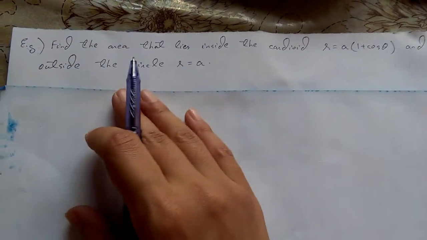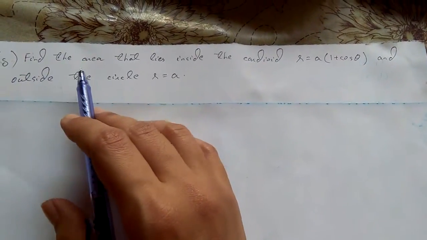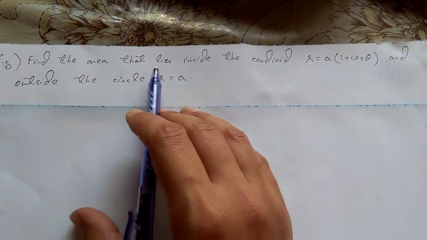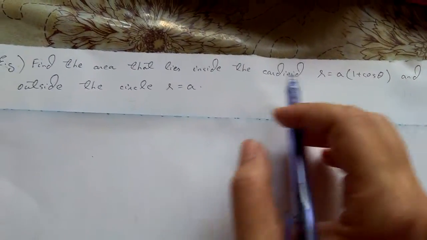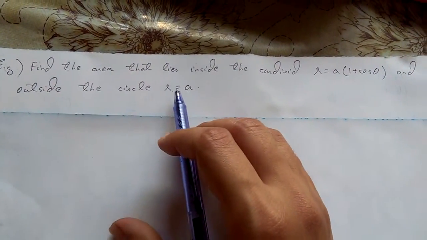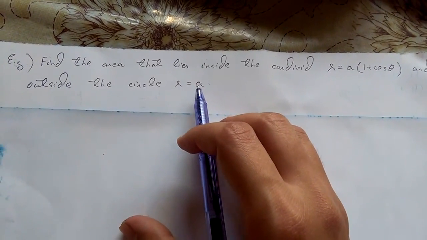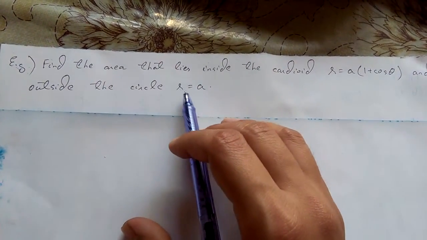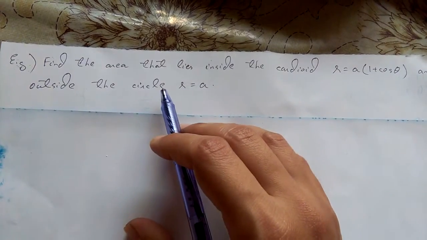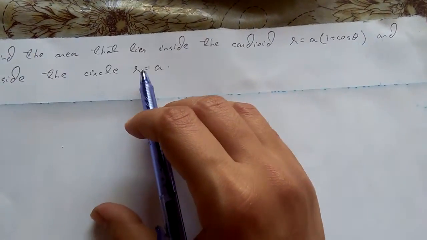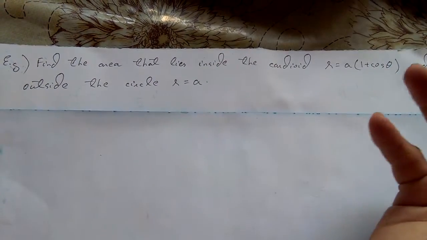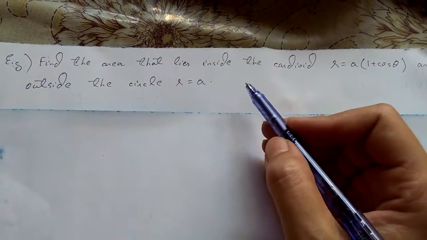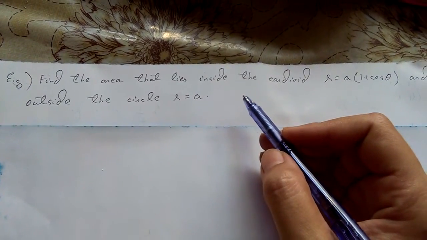Okay, so here you go, the example. Over here they have said that we have to find out the area that lies inside the cardioid, having this equation, and outside the circle, having this radius. This equation clearly explains that we have a circle with center at the origin and radius equal to a, where a is any real number. Here a is not actually specified.